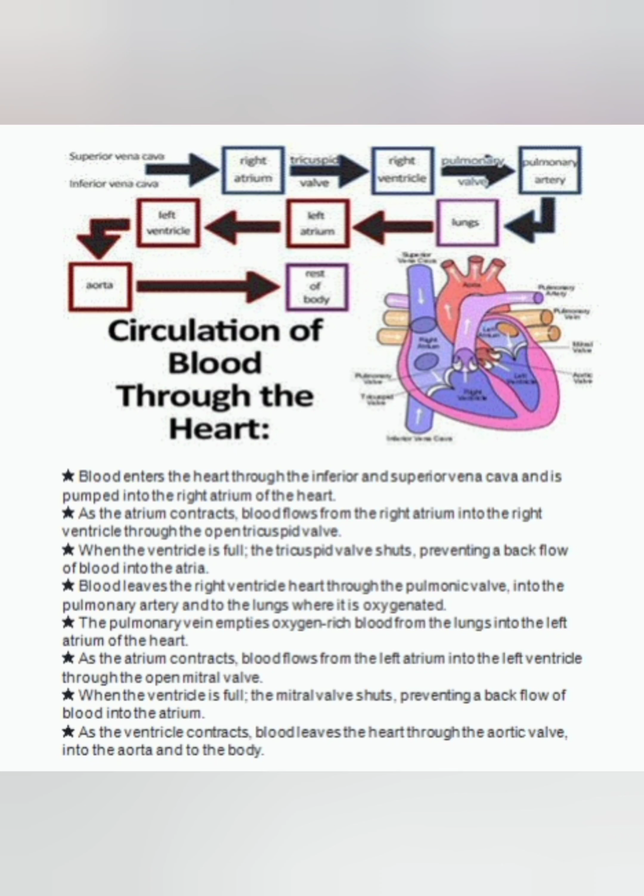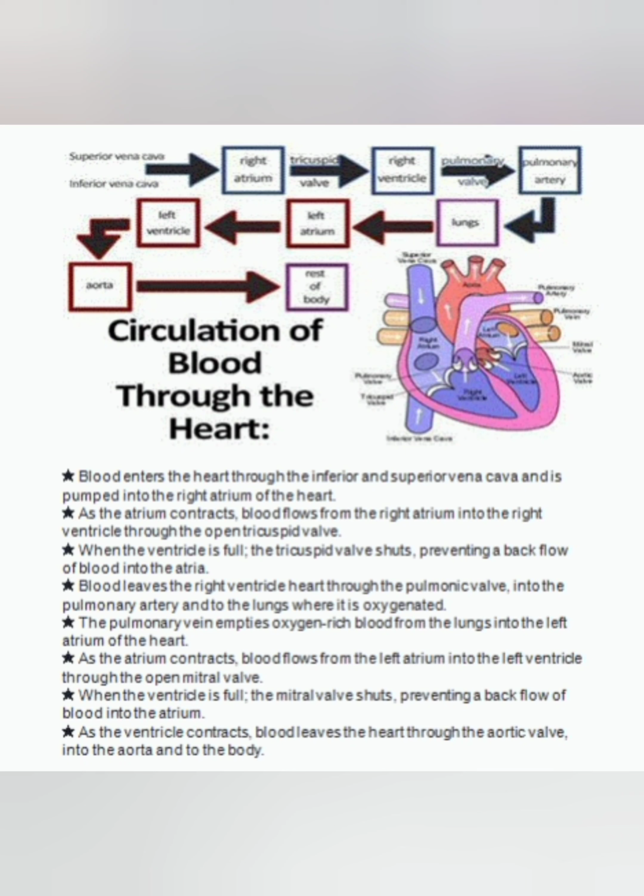Blood leaves the right ventricle through the pulmonary valve into the pulmonary artery and to the lungs, where it is oxygenated. The pulmonary veins empty oxygen-rich blood from the lungs into the left atrium of the heart.